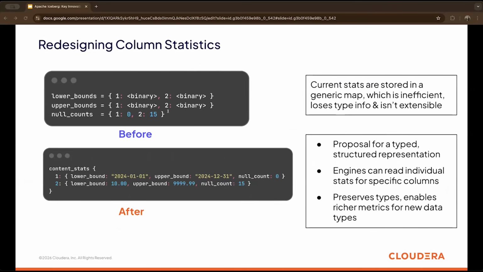So what we're proposing is that we give every stat a map form, and every column will have its own key, and will have its own statistical information internally within that. So it's a tighter, more structured representation, and engines can read individual statistical fields rather than reading the entire column set into memory and trying to make sense of it.